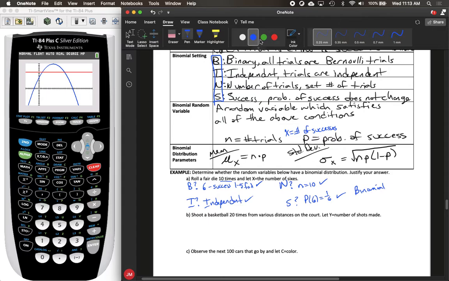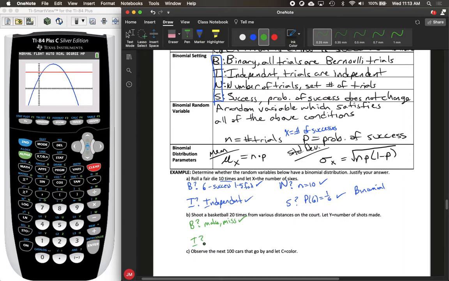Let's take a look at B then. In example B, we're going to shoot a basketball 20 times from various distances on the court, and we're going to let Y be the number of shots made. First off, is this going to be binary? If you make the shot, that's a success, or if you miss the shot, that's a fail. So yes, it is binary. You're either making the shot or missing it.